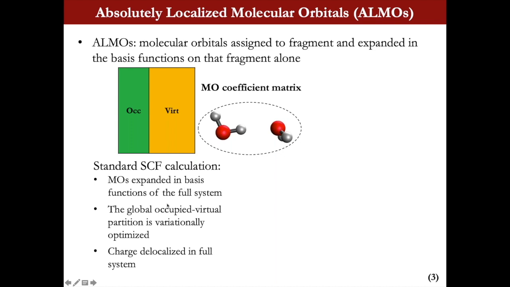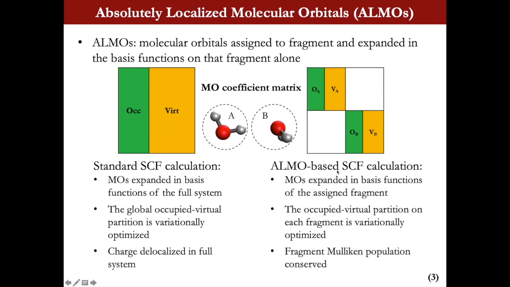And in the SCF procedure, the global occupied virtual partition is variationally optimized. And also, if the system is charged, then the charge will be delocalized in the full system because there is no mechanism to enforce charge locality here. While in the ALMO setup, we introduce the concept of molecular fragments, and then the molecular orbitals are expanded in the basis functions on the assigned fragments only. And in the SCF procedure, the occupied virtual partition is optimized on each fragment rather than being optimized globally. And also, you can prove that in an ALMO calculation, the molecular population of each fragment will be conserved, so charge locality can be enforced.